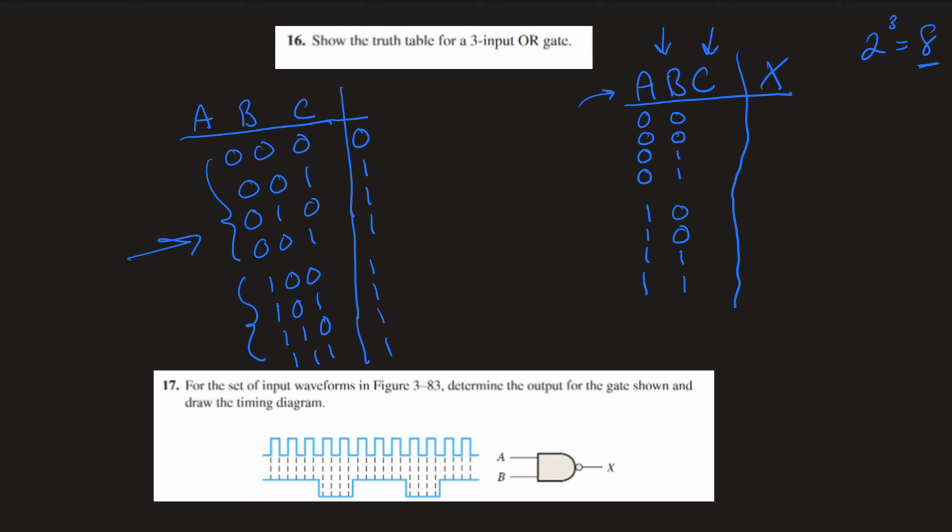Same thing here. Half zeros, half ones. Now when I go to the next column, I just do half again. So for these 2 zeros, 1 is a 0, 1 is a 1, 1 is a 0, 1 is a 1, 1 is a 0, 1 is a 1, 0, and 1.